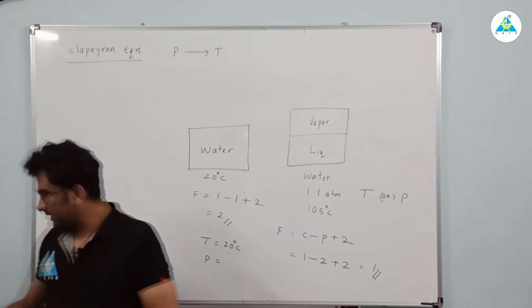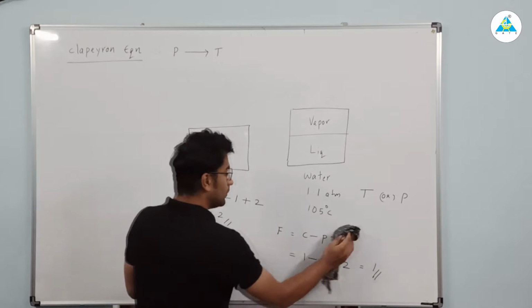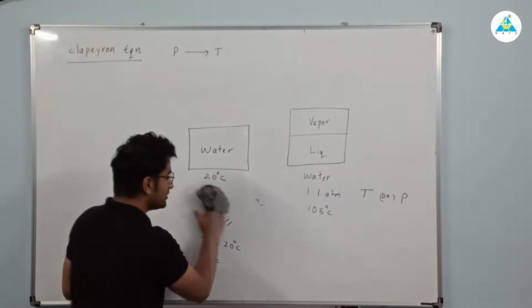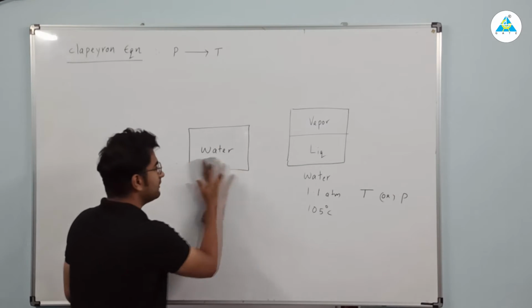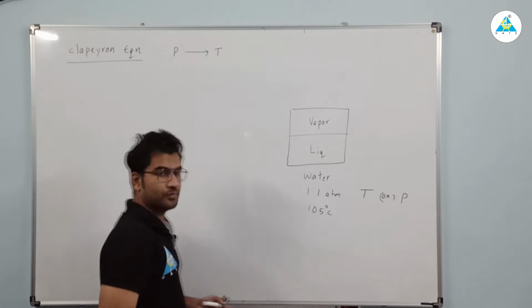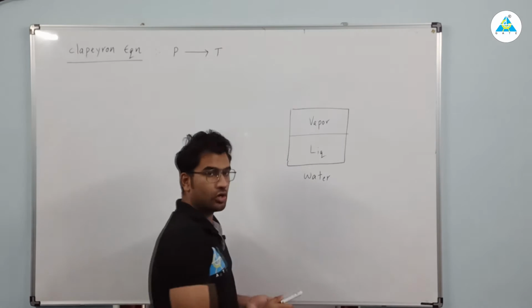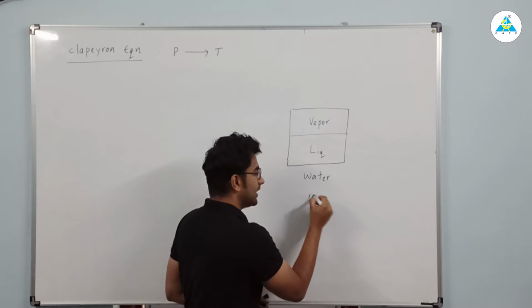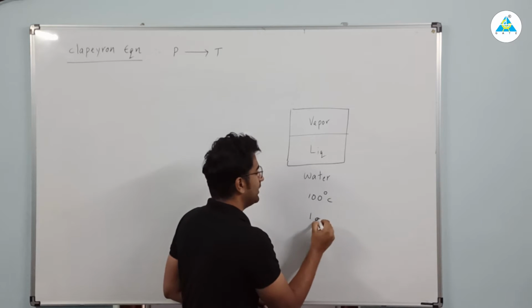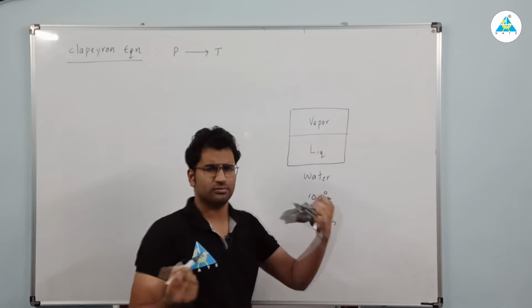Now what is the meaning? Why are we using the Clapeyron equation? We want to find the relation between what? This temperature and pressure. We know that for this case, the normal boiling point of water is 100 degrees Celsius at 1 atm. Everybody knows this, right?